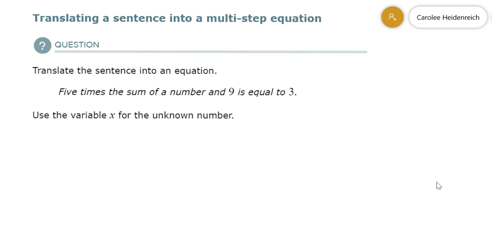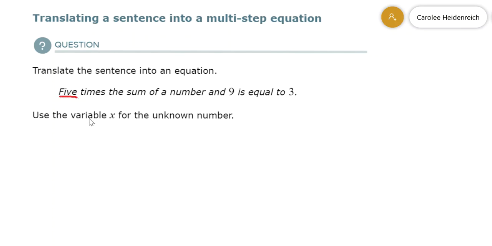All right, here's another question that I've been asked about translating a sentence into a multi-step equation. Okay, so we're given a sentence here in English and we need to translate it to an equation. My biggest suggestion on these would be to go left to right. Take it one word at a time, okay, and then write your equation in that same exact order.